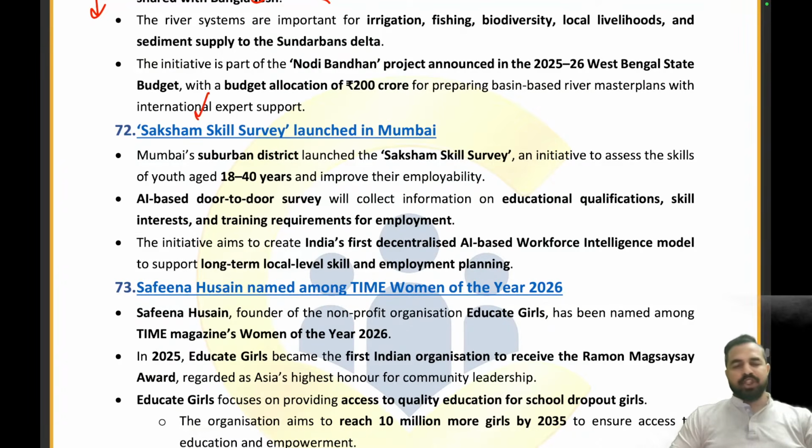Now the next part, Saksham Skill Survey has been launched in Mumbai. Mumbai Suburban District has launched the Saksham Skill Survey for people of 18 to 40 years, to improve their employability. The AI-based door-to-door survey will collect information on educational qualifications, skill interests and training requirements for employment.